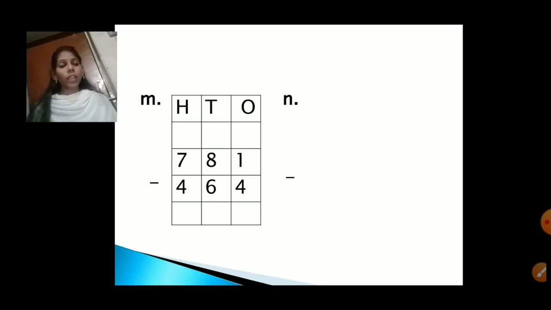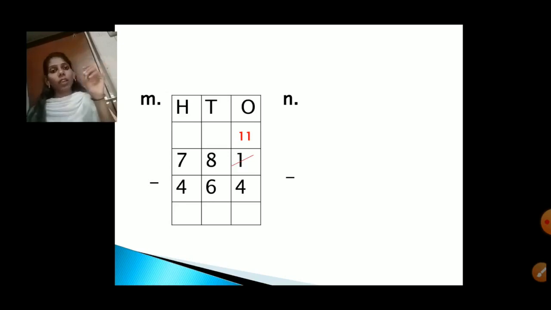Here ones place 1 minus 4. Is it possible? No. So we will borrow 1 ten from the tens place. So 1 ten means 10 plus 1 ones equals to 11. We will cut the 1 and we will write 11. Now 11 minus 4 equals to what? 7. Very good. 11 minus 4 equals to 7.